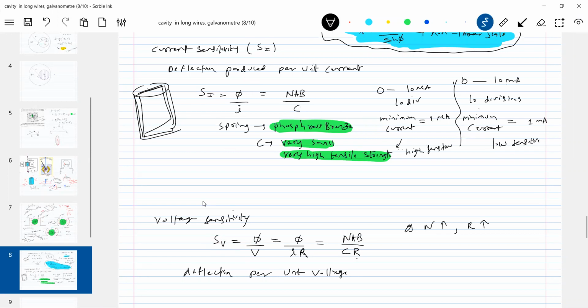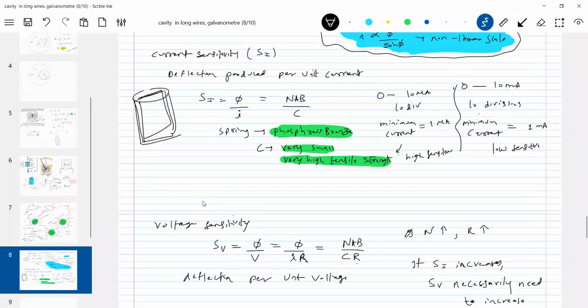So therefore, if current sensitivity increases, if SI increases, SV necessarily need not increase. Do I agree with this statement? Because R has come into the denominator. So when you're designing an ammeter, you look at current sensitivity. When you're designing a voltmeter, you look at the voltage sensitivity. That's the basic idea. Okay, this is about the galvanometer.